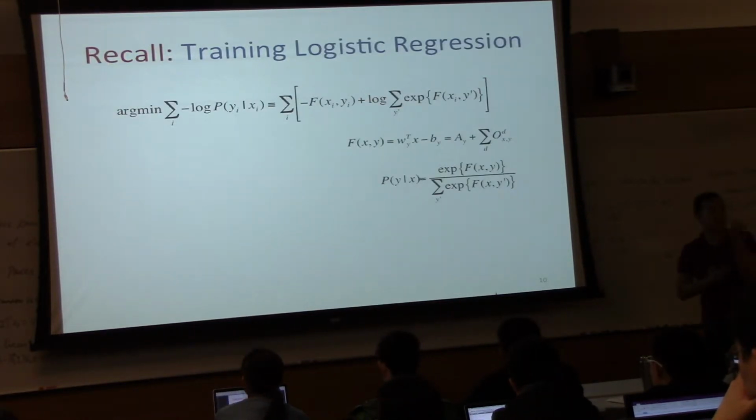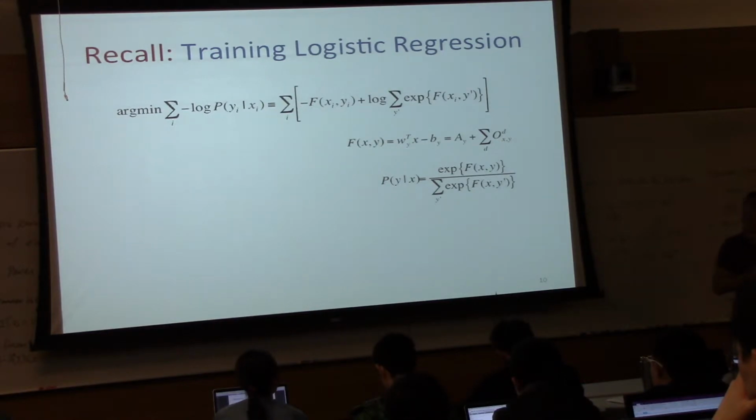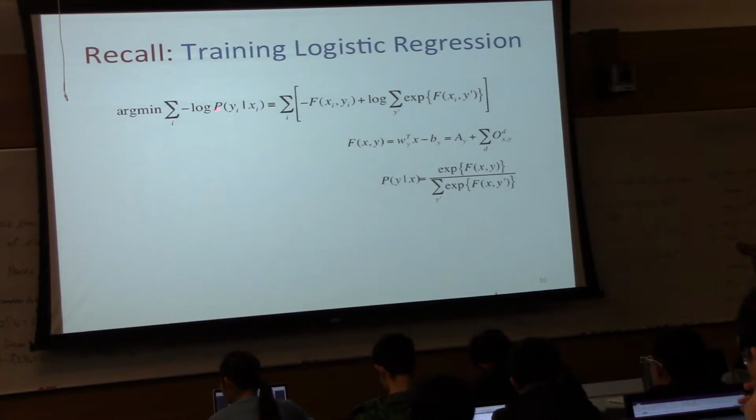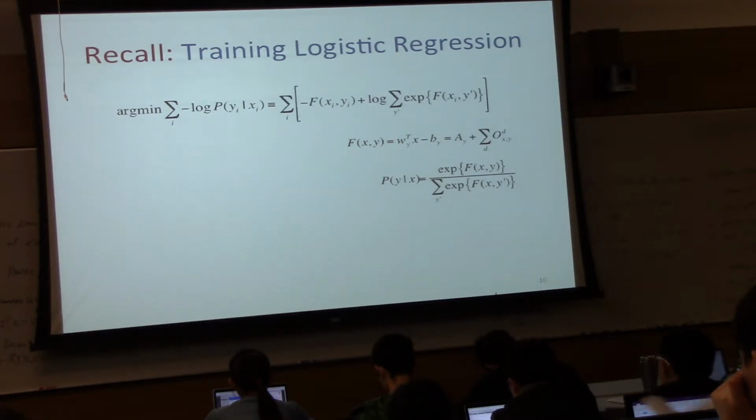Okay, now let's look at training for logistic regression. In logistic regression, we minimize the log loss, which is the negative log of the conditional probability, which I can expand out like this, using the definition of the probability, and the definition of f, which in the simplest case is just a linear scoring function.